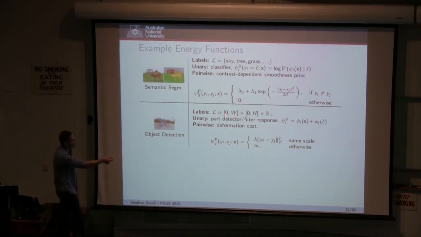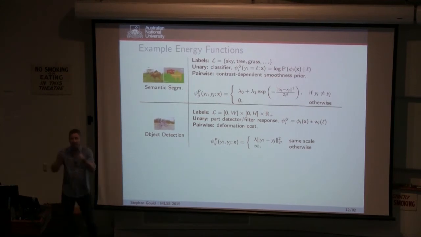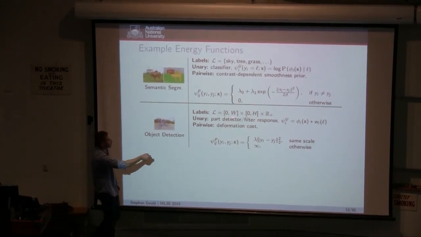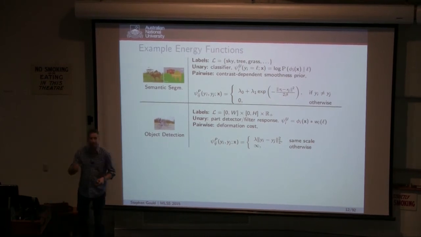So the label space for each of the parts is going to be its location in the image, so its x and y coordinate, right, which is going to be between 0 and the width of the image and 0 and the height of the image, plus a scale, right? Objects can appear at different scales. So it's a pretty large label space. The unary potentials are going to be part detectors, and they tend to be filter responses.